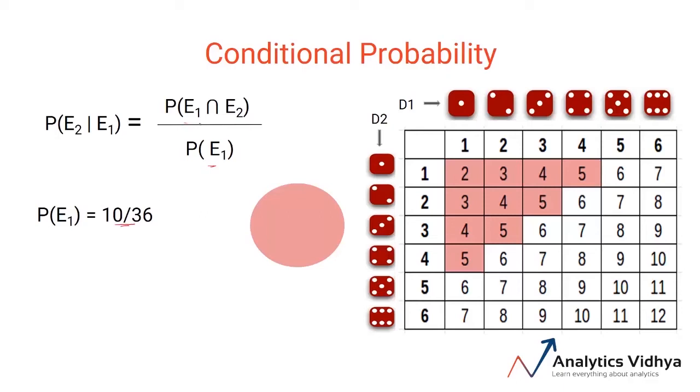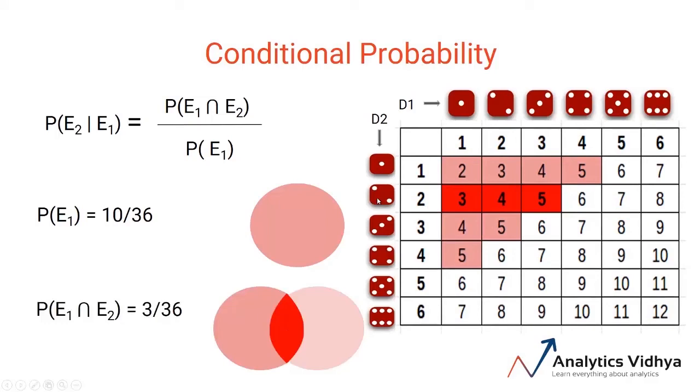Now let's find out the probability of E1 intersection E2. So out of all these numbers, what are the cases where we have the number 2 on the second dice? So we have all these values. But of all these cases, we want the intersection of E1 and E2. So where the condition E1 is also satisfied are just these three values. So we can write the probability of E1 intersection E2 as 3 by 36, since out of all 36 values, only these three values satisfy the condition.